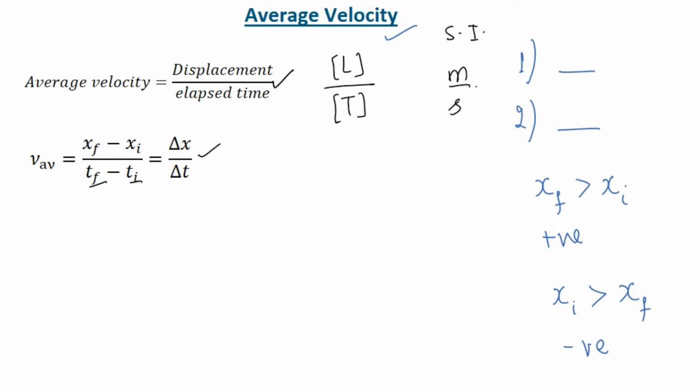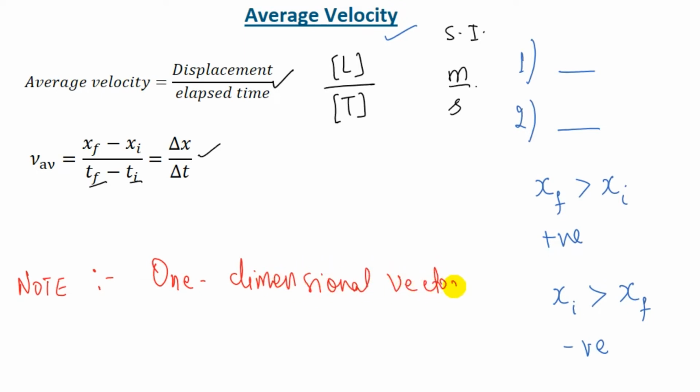Now let us write an important note about the velocity. Average velocity is a one-dimensional vector. It is a vector because it has magnitude and also direction. And the average velocity gives more information than the average speed. Hence, it is more frequently used in physics.